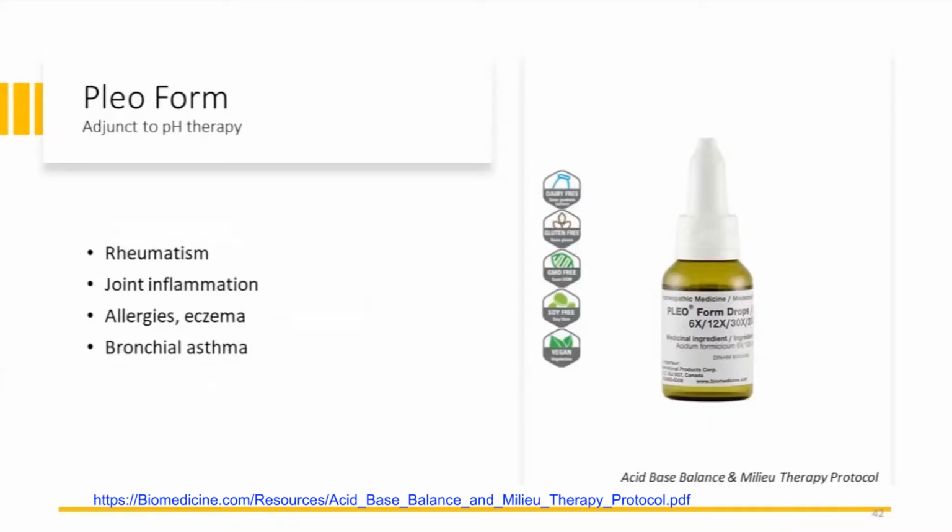Pleoform is an adjunct to pH therapy, and this is applicable in the cases of rheumatism, joint inflammation, allergies, eczema, and bronchial asthma. This is very important to provide comfort for the patient that is suffering a great deal with those aches and pains or extreme allergies or skin issues. So this again is a beautiful adjunct.